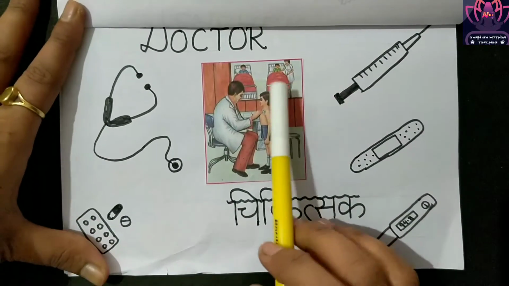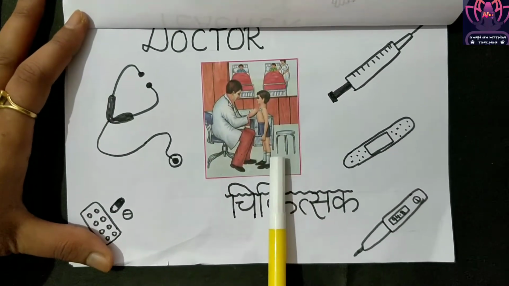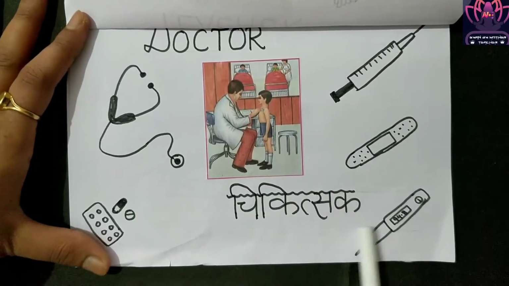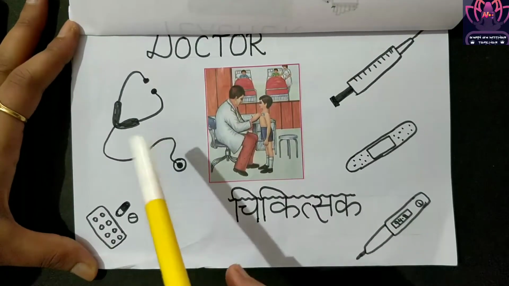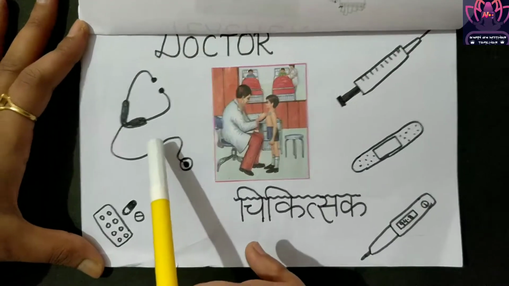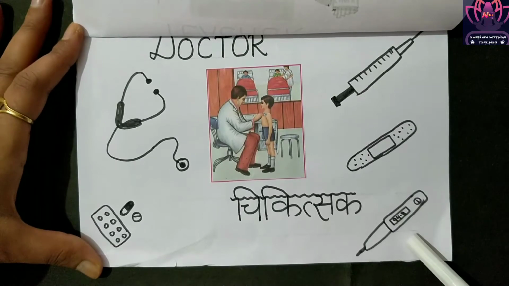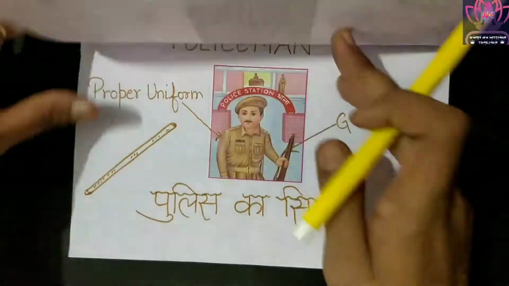Our second helper is doctor. When we fall sick, we visit a doctor. We address doctor as Chikitsak in Hindi. Here you can see I draw some items used by doctor: stethoscope, medicines, injections, band-aid, thermometer.